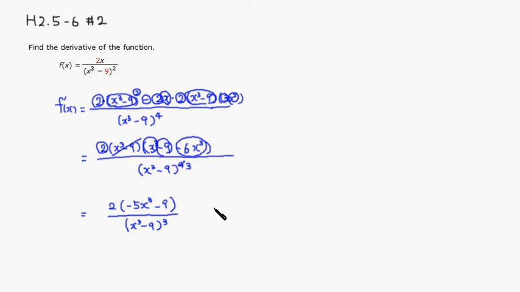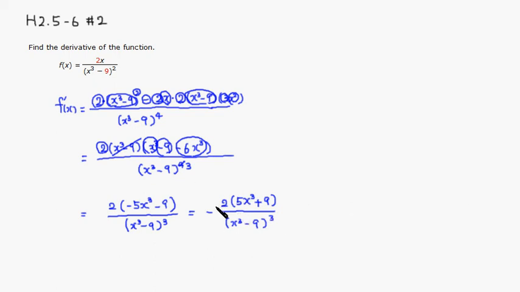Usually if I have a negative sign here, I'll pull it out. So I'll probably write it as a negative in front. That way you have 2, then the quantity, so the negative sign is factored out. So you have 5x cubed, and with the negative sign factored out, it's going to be plus 9, and all over x cubed minus 9 raised to the third power.